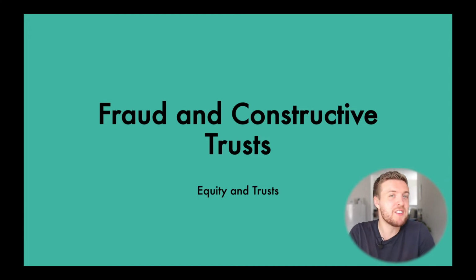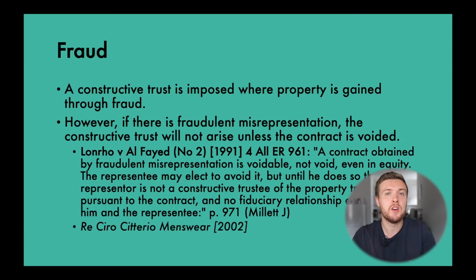To kick things off, we're going to start by looking at constructive trusts in cases of fraud. A constructive trust is imposed where property is gained through fraud, where a criminal or a person not convicted of a criminal offence acquires property by means of fraud. The fraudster will be required to hold that property on a constructive trust for the original owner of that property.